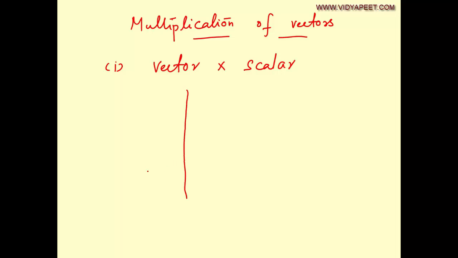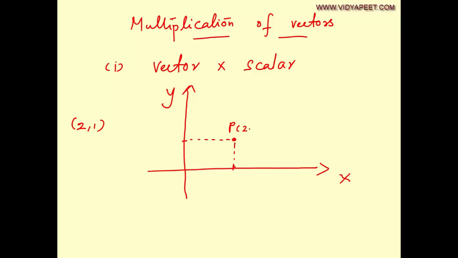So, we take a coordinate axis x and y and let us take a point, say an ordered pair 2, 1. So I take 2 units along x axis and 1 unit along y axis. And this point, say P, is 2, 1. So a point P on the plane, immediately I can draw a position vector, say R.